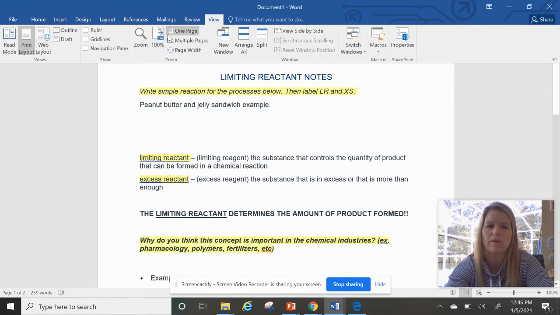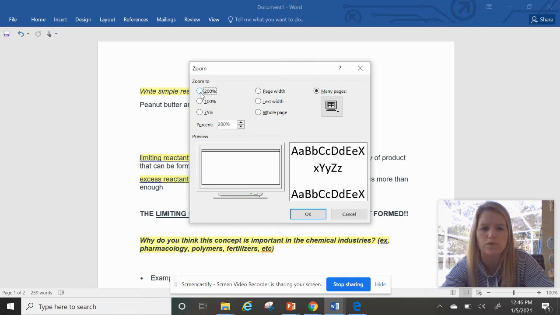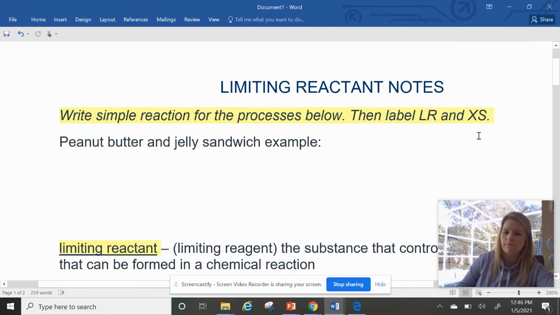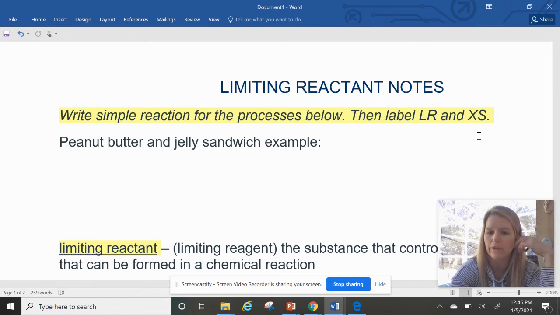All right, you guys, today we are going to be looking at what's called limiting reactants. And I'm going to go through some problems with you. And I feel like this is the best format to do it so you can pause it and try the problems yourself as we go along, see if you know what you're doing.